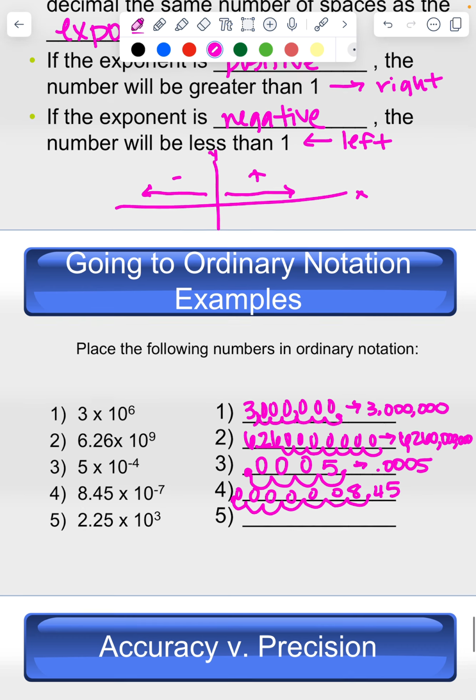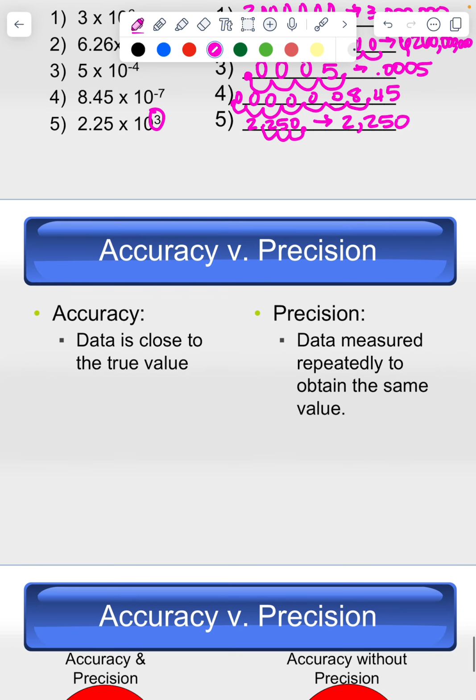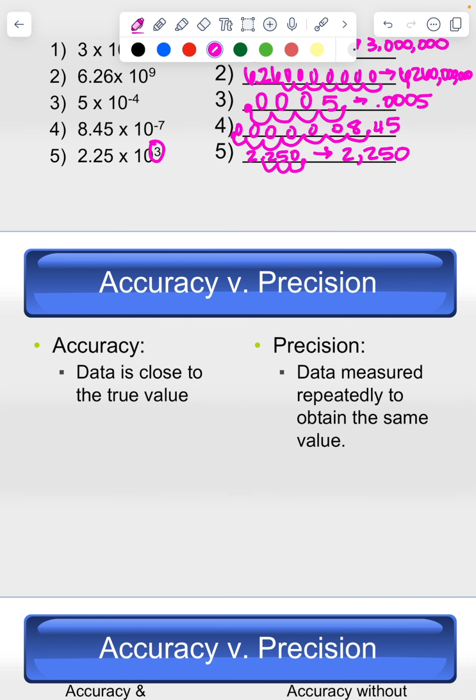And then last but not least, number 5, we have 2.25 times 10 to the 3rd. We have a positive exponent, which means we move it to the right 3 times. So 2.25, we move it over 1, 2, and then 3, so we just add 1 zero. So our final answer in ordinary or standard notation is 2,250.